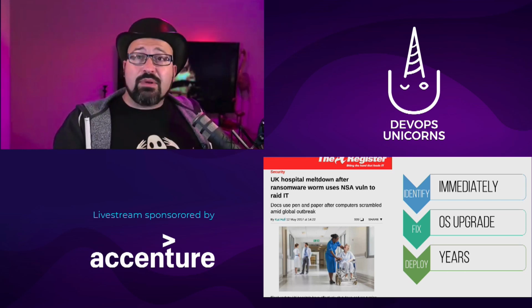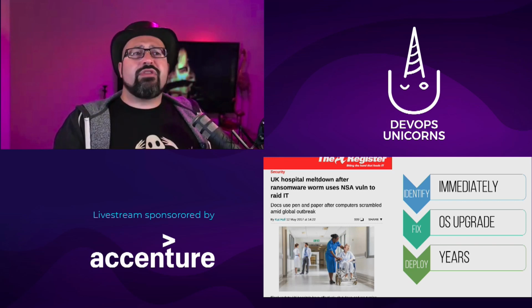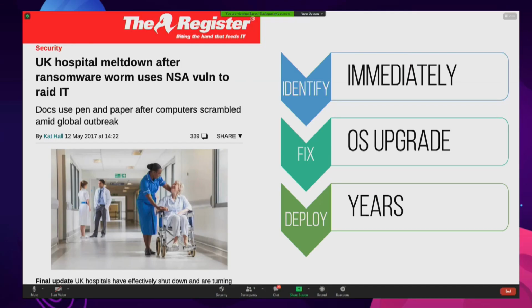Here are a couple of examples. Ransomware in the National Health Service in the UK brought down many hospitals 3 years ago, and that's because they ran a very old version of Windows.